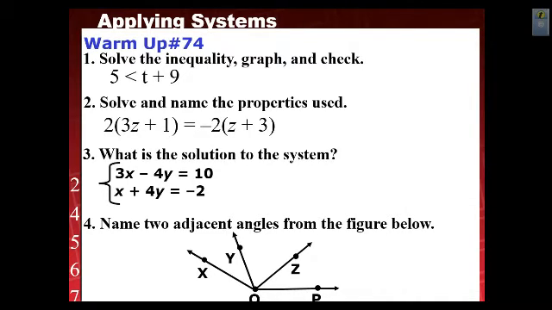I got 2, negative 1. Okay, hands up if you need more time. Okay, 1 more minute. Do you want us to check number 3? For right now, that's fine.